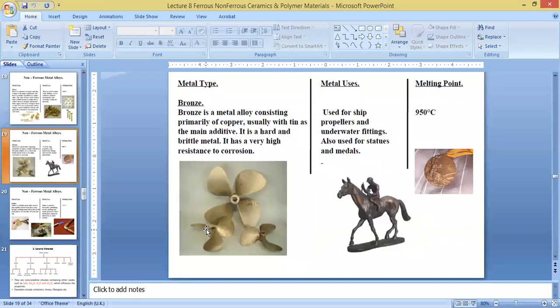Okay, so bronze is also used for ship propellers, statues, and medals. It's an alloy of copper and tin, hard and brittle, and it has a very high resistance to corrosion. Why? Because of tin. Tin has high resistance to corrosion.